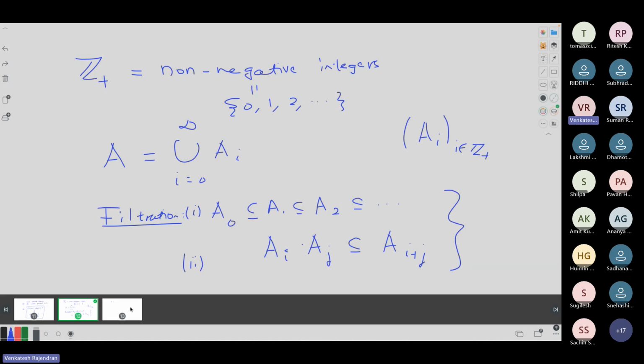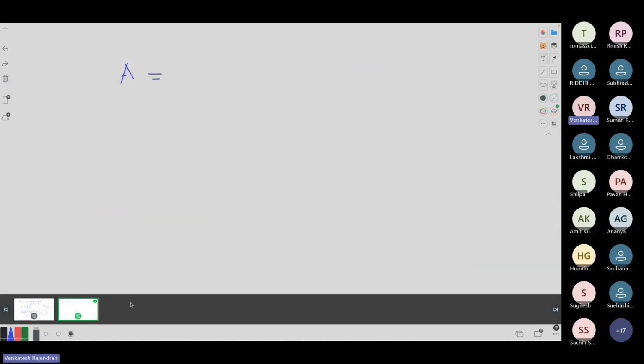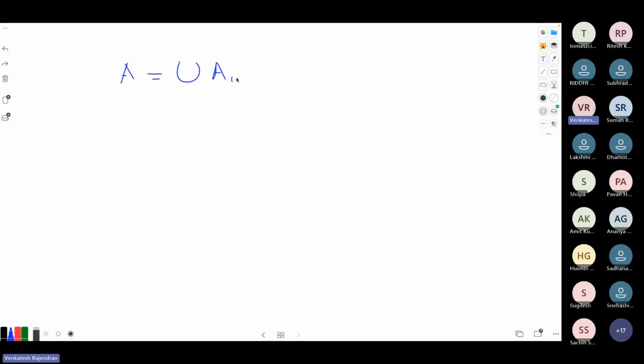So I will write it again here. You have this A, which is a filtered algebra. This A can be written as the union of A_i, i from 0 to infinity. Like I said, we are only considering the filtration indexed over Z plus. So you have this filtration, which is subspaces of A that are increasing with respect to containment.